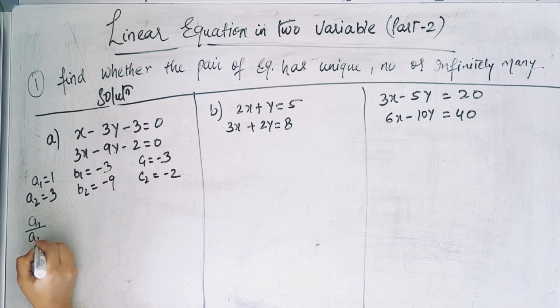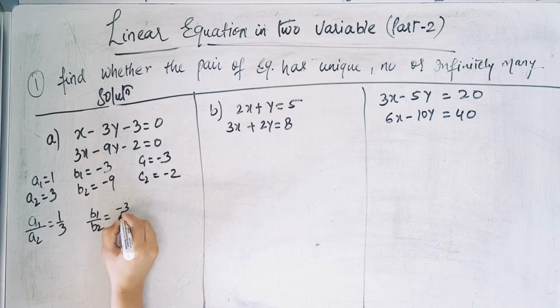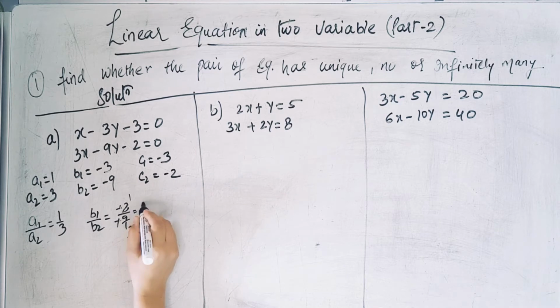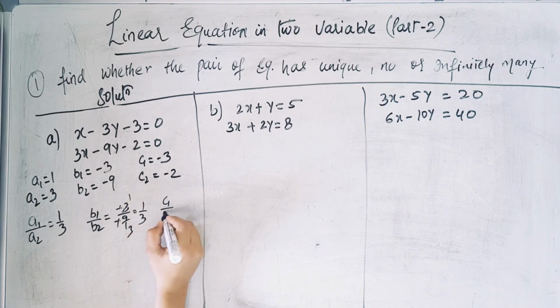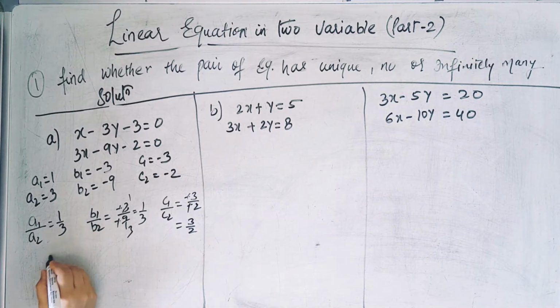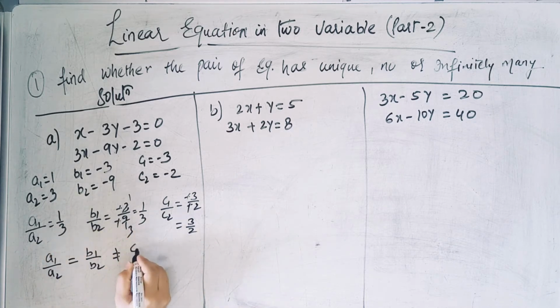Now if we write A1 by A2, it is 1 by 3. B1 by B2 equals minus 3 by minus 9, minus minus plus, 3 1s are 3, 3 3s are 9. That means 1 by 3 only. C1 by C2 we'll get minus 3 by minus 2, that means 3 by 2. Now here what have we got? A1 by A2 equals B1 by B2. These two are equal, but this one is not equal. So the solution will be what? The solution for this is no solution.